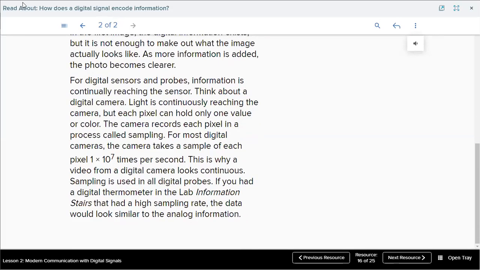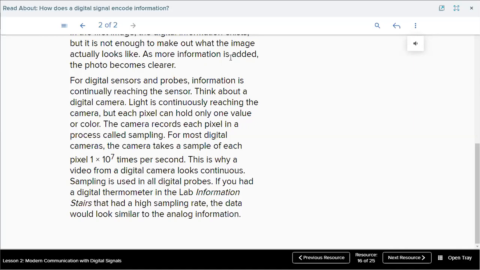For digital sensors and probes, information is continually reaching the sensor. Think about a digital camera. Light is continuously reaching the camera, but each pixel can hold only one value or color. The camera records each pixel in a process called sampling. For most digital cameras, the camera takes a sample of each pixel 1 times 10 to the power 7 times per second. Okay, understand this to be more clear.